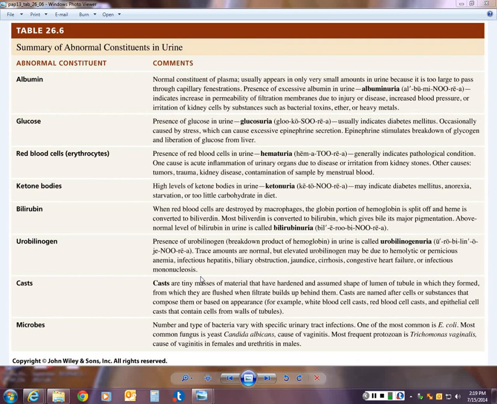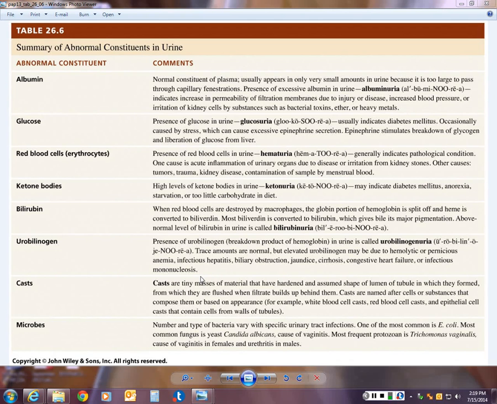Second, glucose. Glucose shouldn't be found within the urine. The PCT should reabsorb most of that, but we usually detect glucose within the urine, a condition called glucosuria, in diabetic conditions. The excess glucose within the blood usually means that you filter too much glucose, and once again the PCT, if it can't reabsorb it all, it ends up within the urine, and that can become a problem. So glucosuria is glucose within the urine.